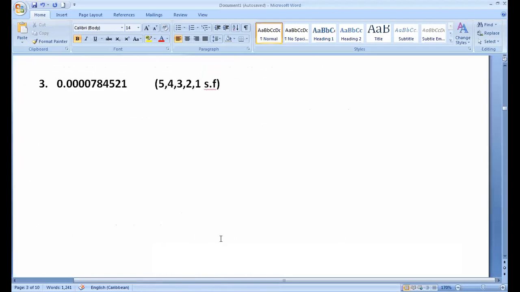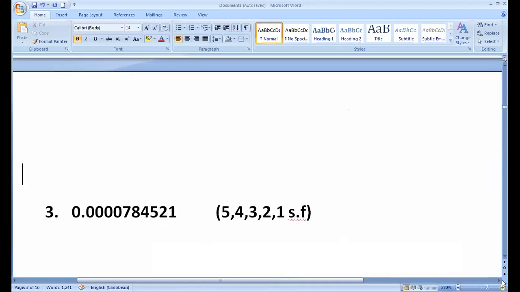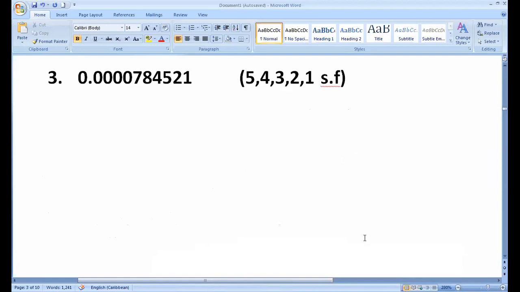All right. I need a volunteer. Let's try to speed it up a little bit and see if we can get through this a bit faster. I need a volunteer for rounding this off to 4 significant figures. Go ahead, please. Anybody? Just tell me the answer.